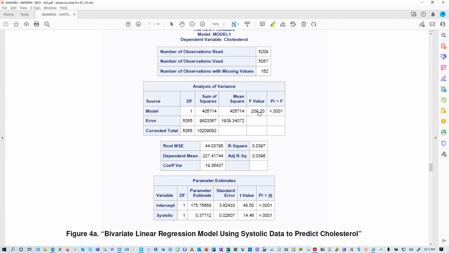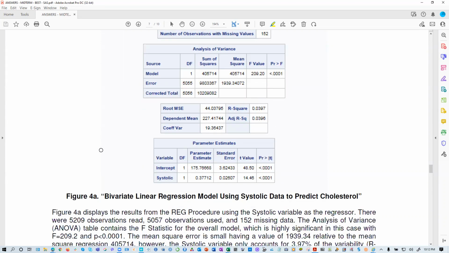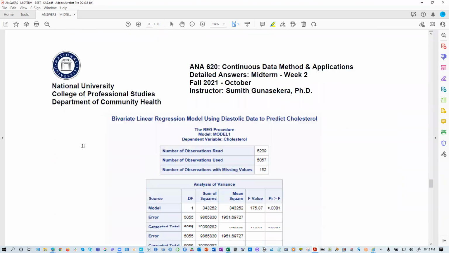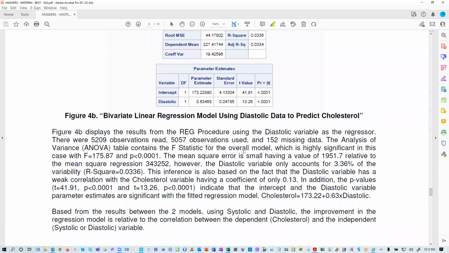So this is too big, see, that's why this one, so much has not been explained, only a little bit has been explained, so this one is a huge error. That's why, look at this one, this model is not good at all. There's a similar situation with the second one too, see, a similar situation.